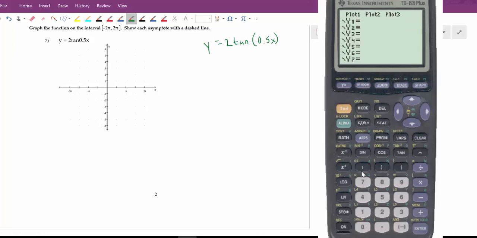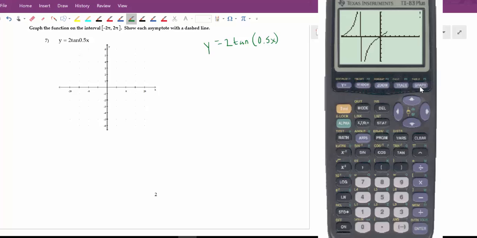So I'm going to clear this off, and I'm going to put in 2 tangent of 0.5x, like that. Let's see, the window needs to be adjusted from -2 pi to 2 pi, and then by a scale of pi over 2. Our tangents are usually better to do by pi over 4. And then let's go -6 to 6 like we have there. Then we can sketch out the graph.